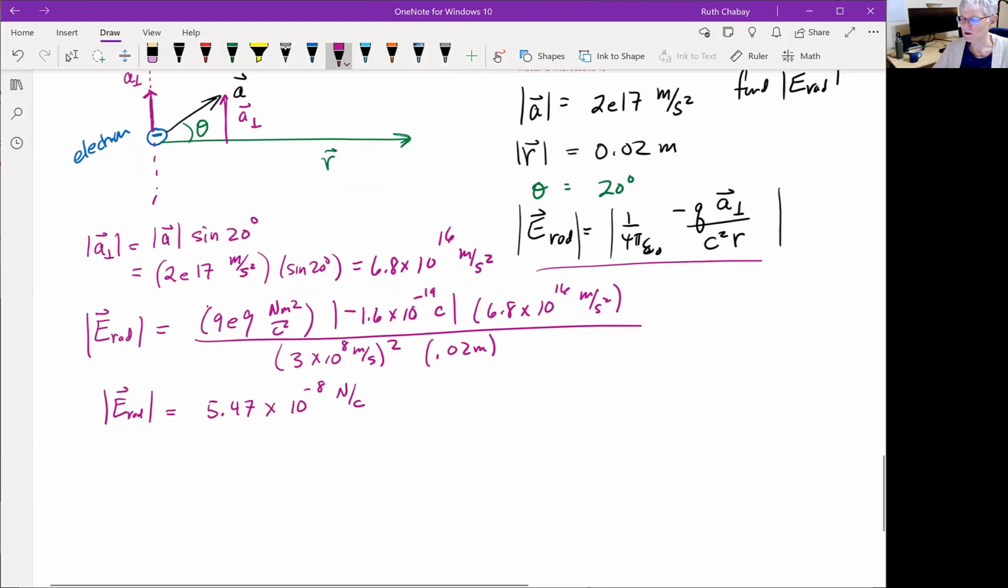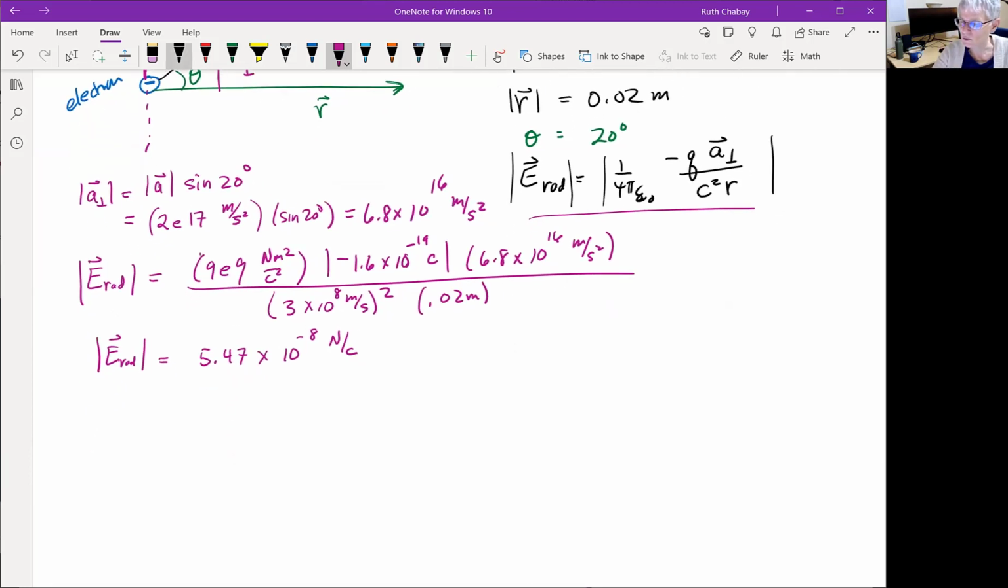Now, just for comparison, we could calculate the other piece of the electric field, just this coulomb field coming out from the charge. And if we do that, just the 1 over 4 pi epsilon 0 q over r squared, you can calculate it, we're going to get about 3.6 times 10 to the minus 6 newtons per coulomb. So at this point, it's bigger.